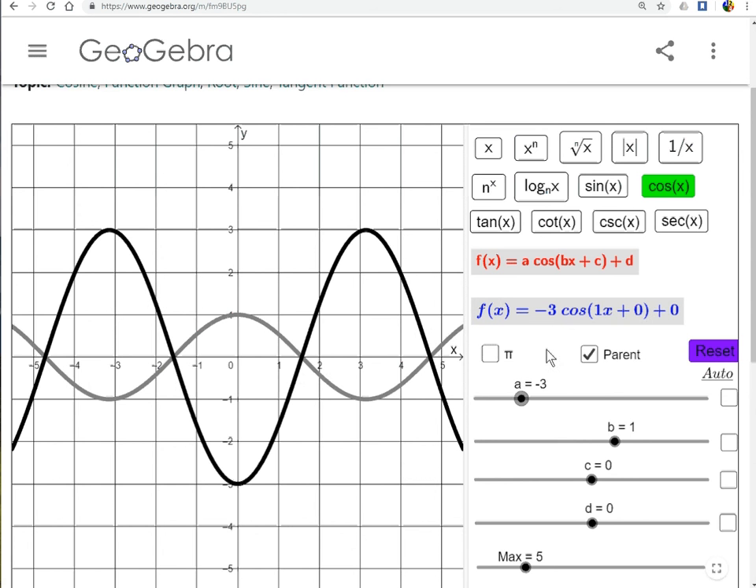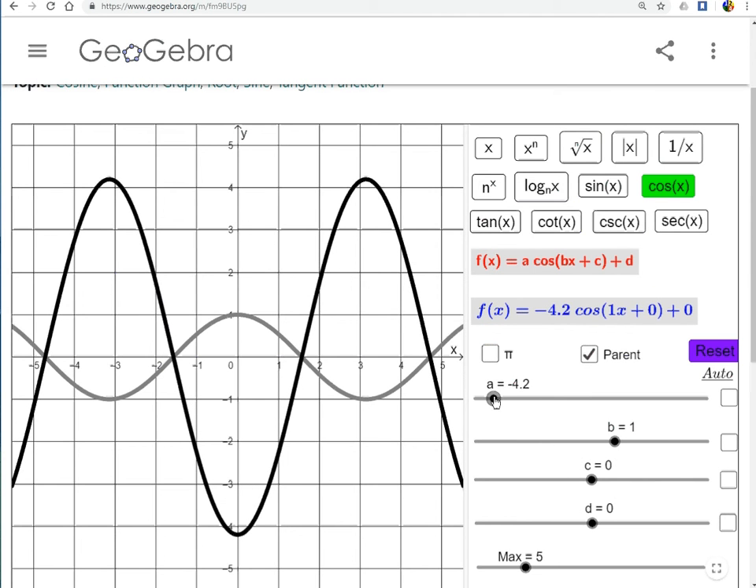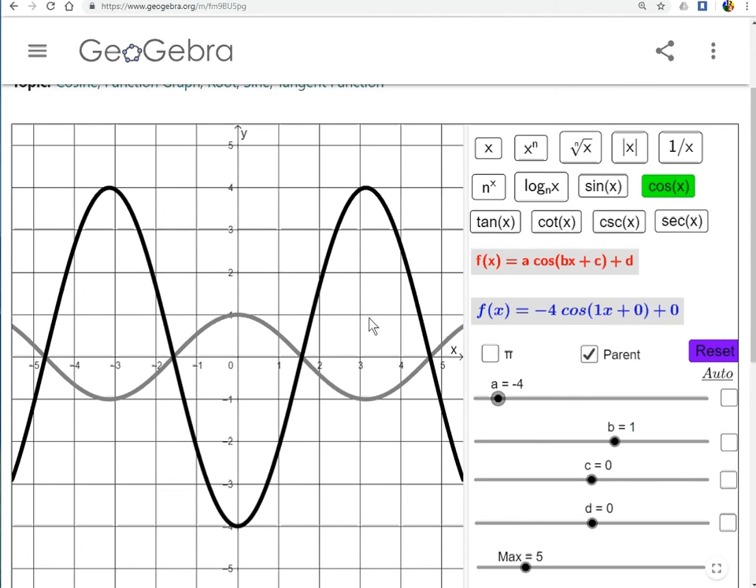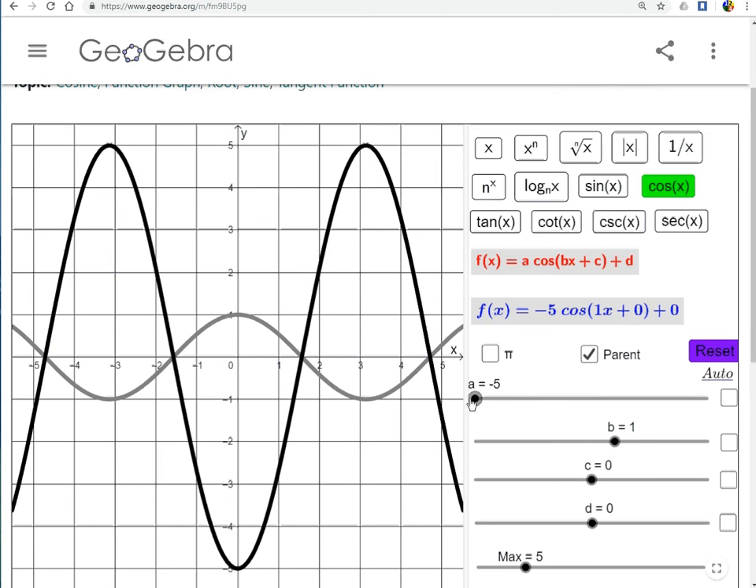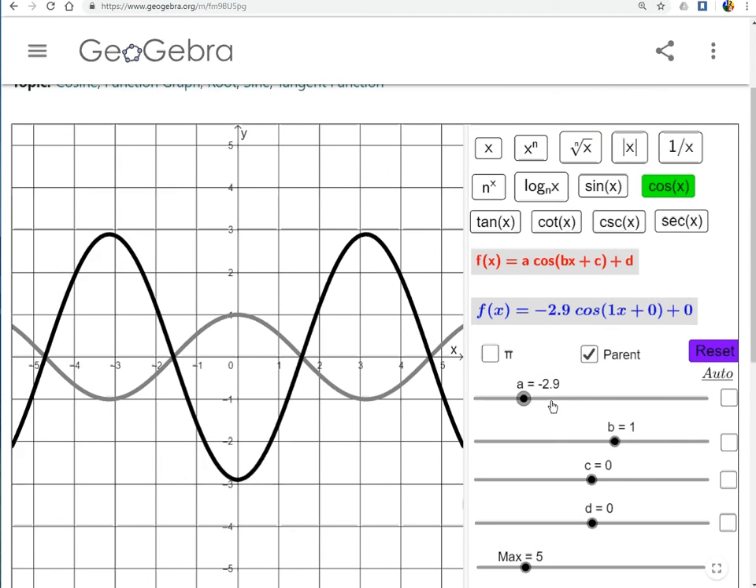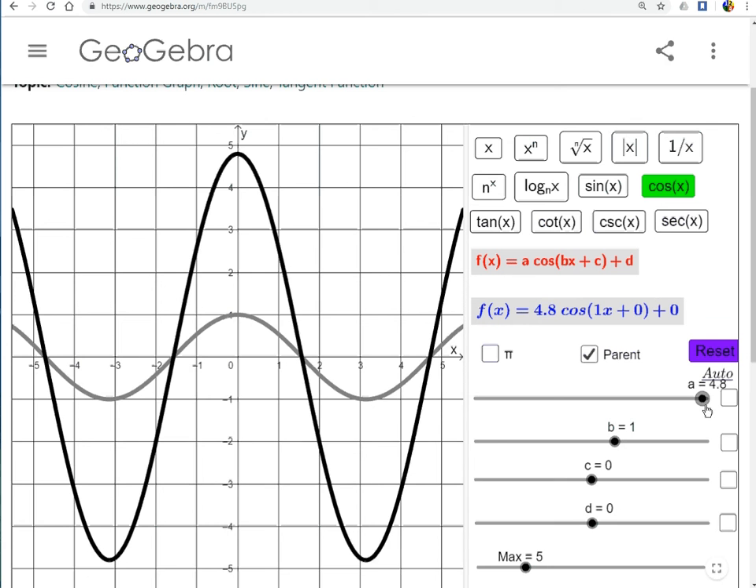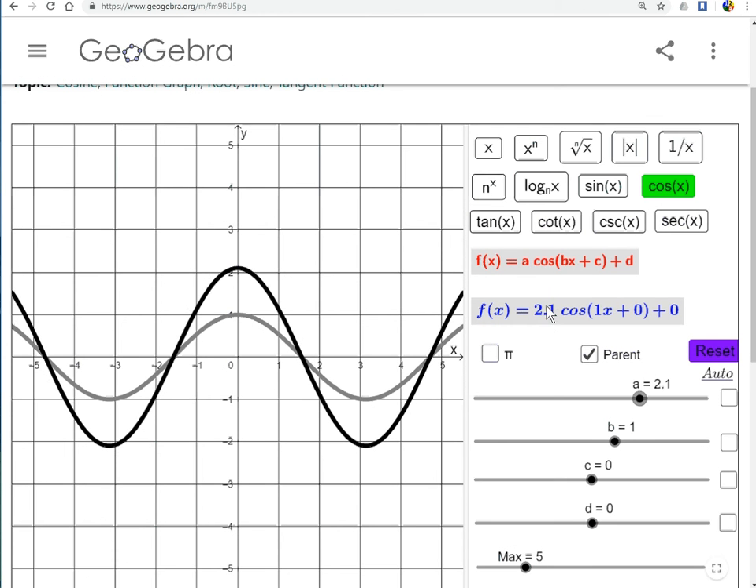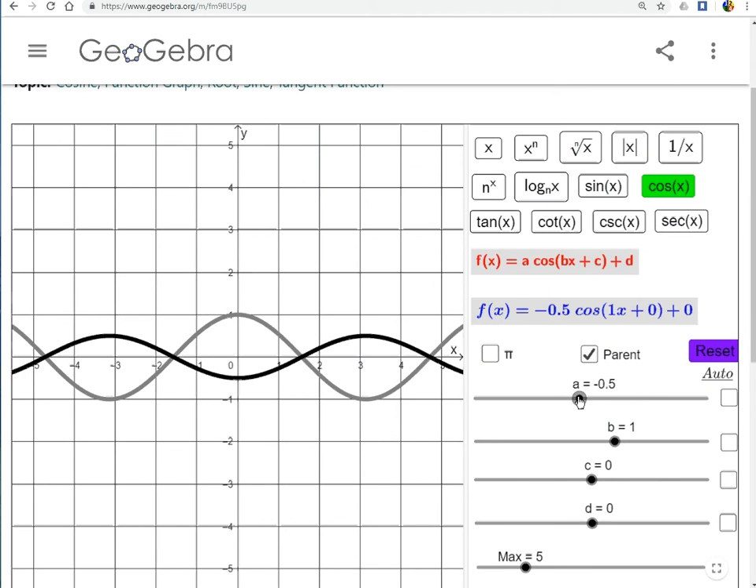So let's play around with this cosine graph. Let's change it to 4, or -4. We'll still see it's 4 units away from 0. If we change it to -5, still 5 units. You can play around with this as much as you want. The amplitude is simply going to be based on this number out front, even if it's a decimal number.